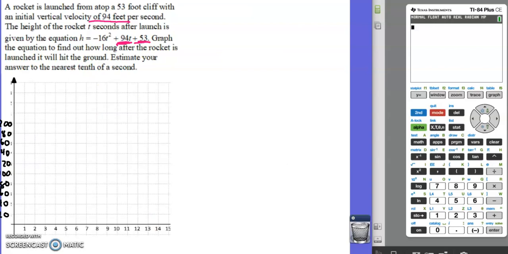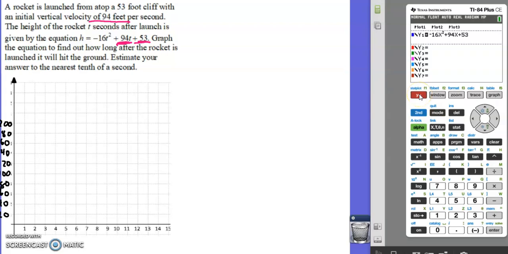It says graph the equation to find out how long after the rocket is launched it will hit the ground. I also want to know how high the rocket launched. It doesn't say it in the written directions, but that's something that we're always going to look at, how high the object went. So if you go to y equals, plug this function in, and push graph, you can see a couple of things.